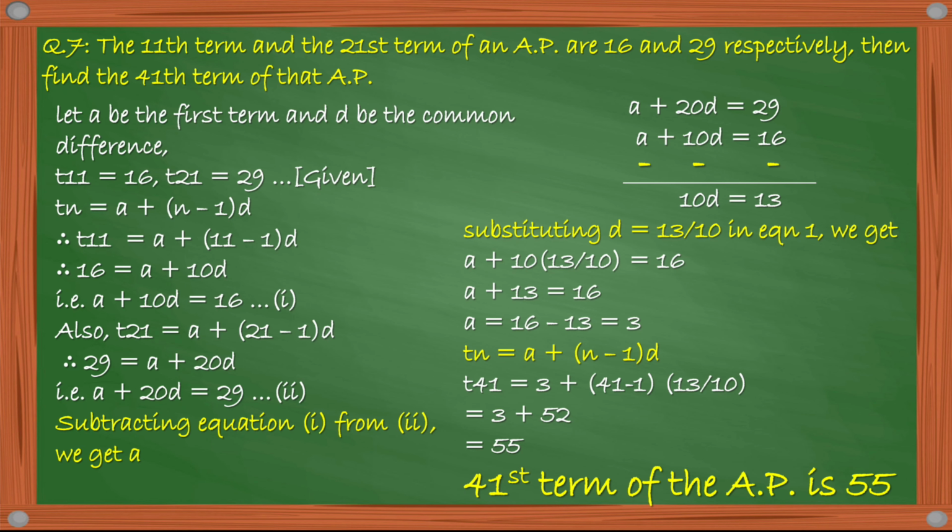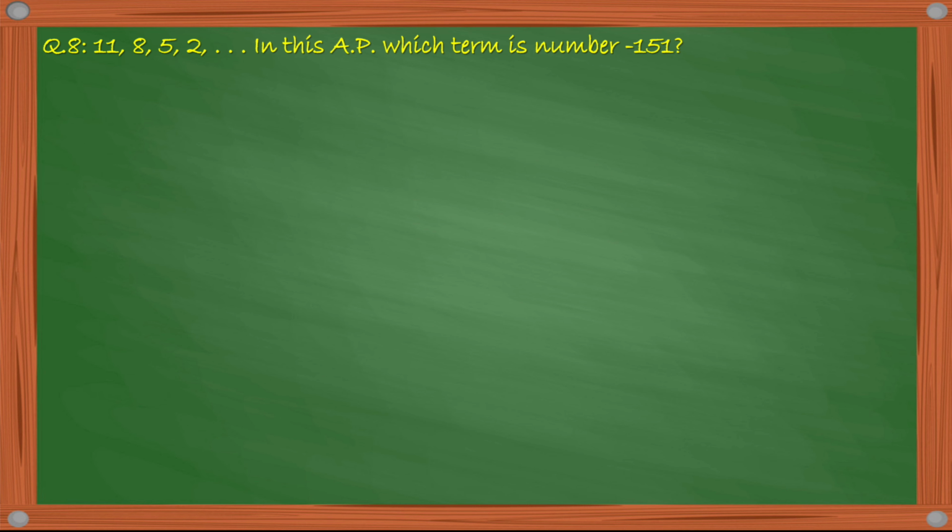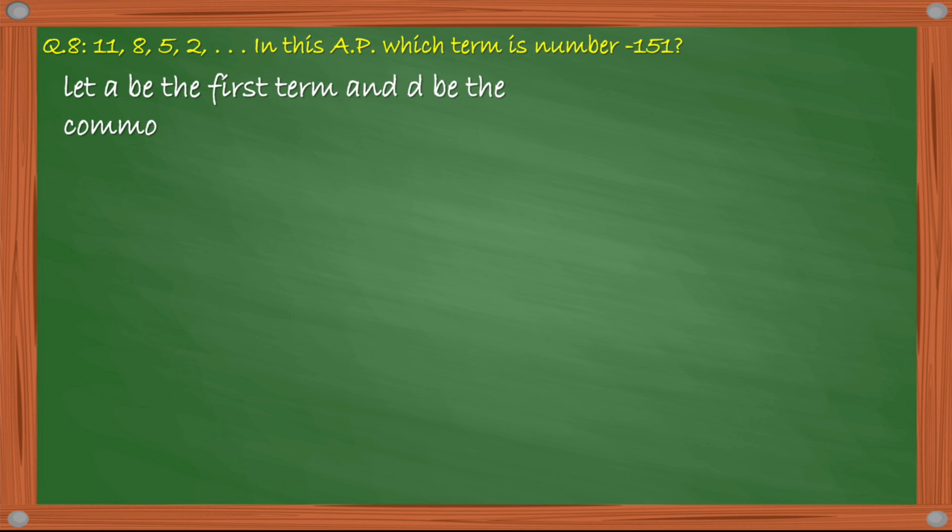Yes, now let us move on to the next question. Question number 8. Here one sequence is given: 11, 8, 5, 2. It is written in this AP. You have to find which position is minus 151. So let A be the first term and D be the common difference. So A equals 11 and D equals minus 3. 8 minus 11 is minus 3.